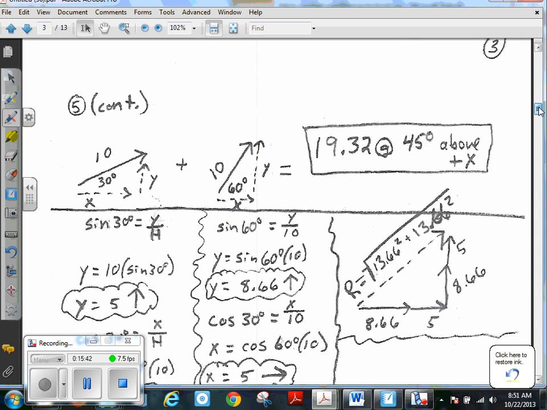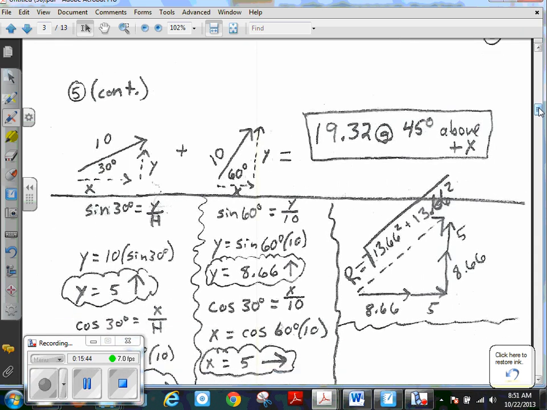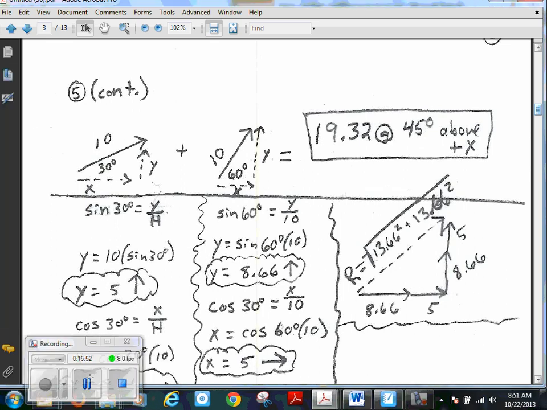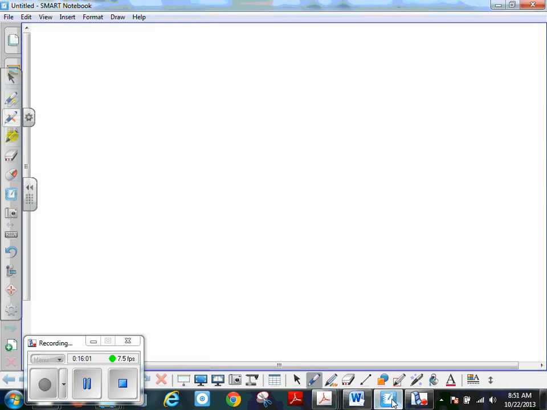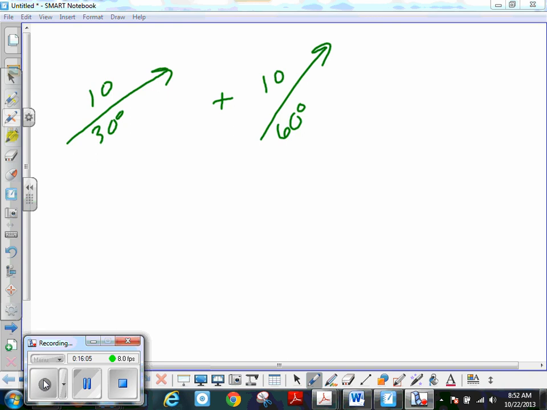Okay, so let's see if you can add these two together. We've got 10 at 30 and 10 at 60. Okay, let's see if you guys can put these two together now.